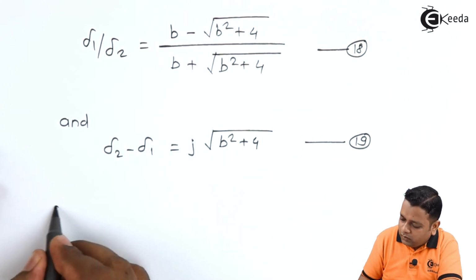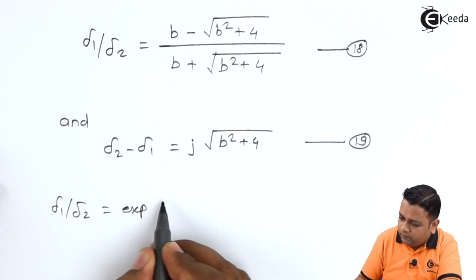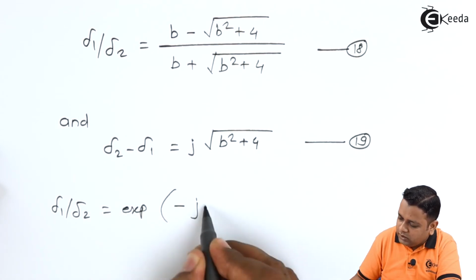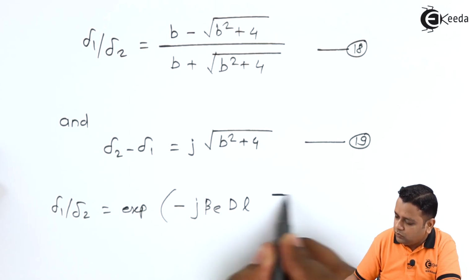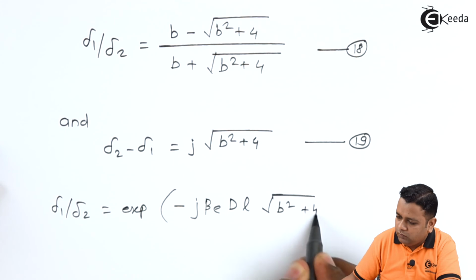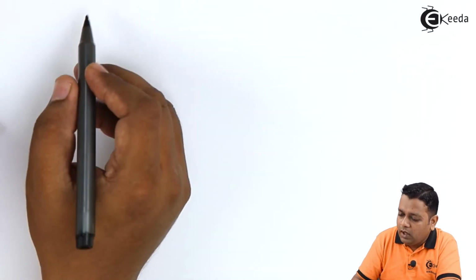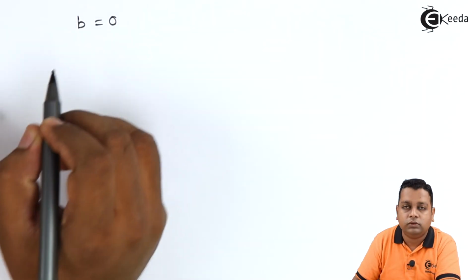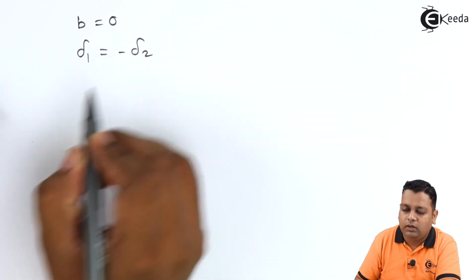And finally del 1 divided by del 2 will be the exponential of, in the bracket, minus j times beta suffix e into capital D into L, square root of b square plus 4, and this will be equation number 20. Now equation number 18 and equation number 20 can only be satisfied when we have small b equal to 0, and it will be del 1 equal to minus del 2.